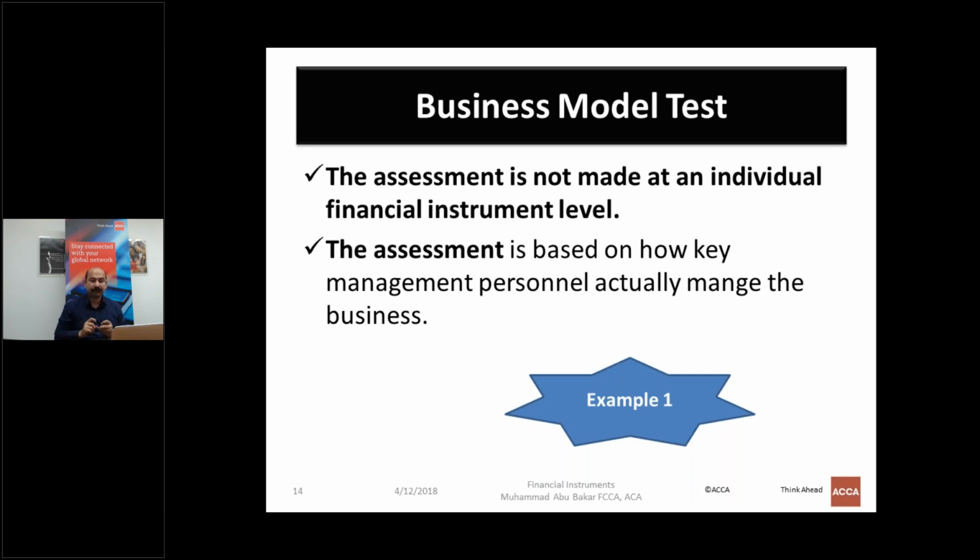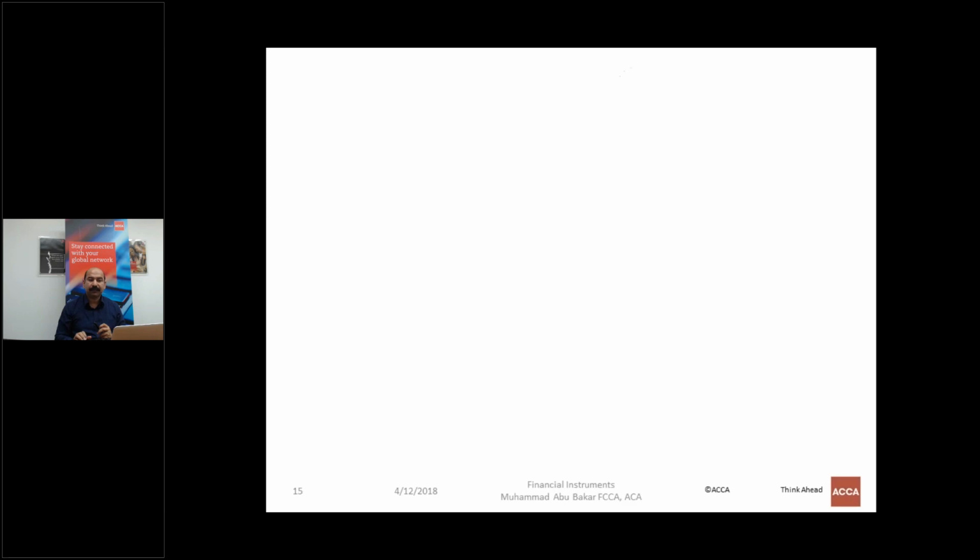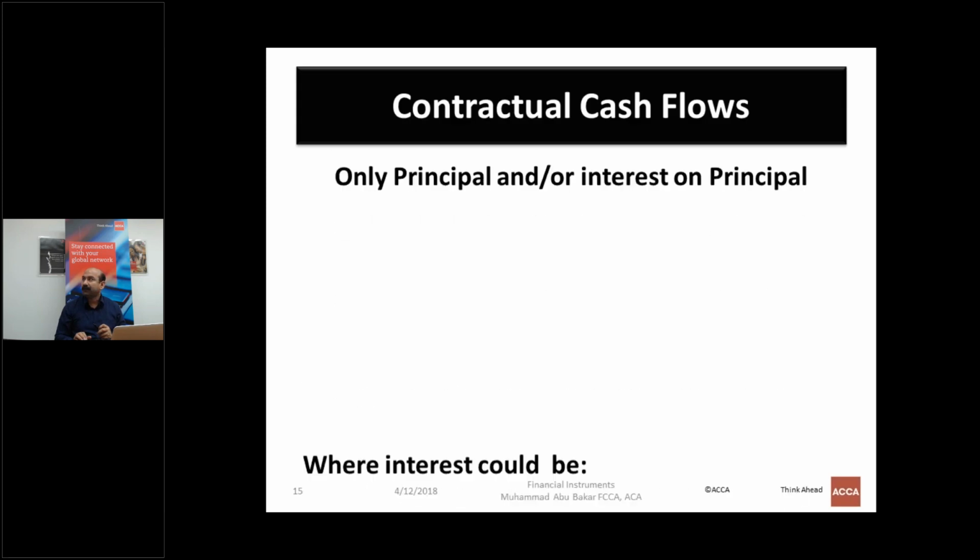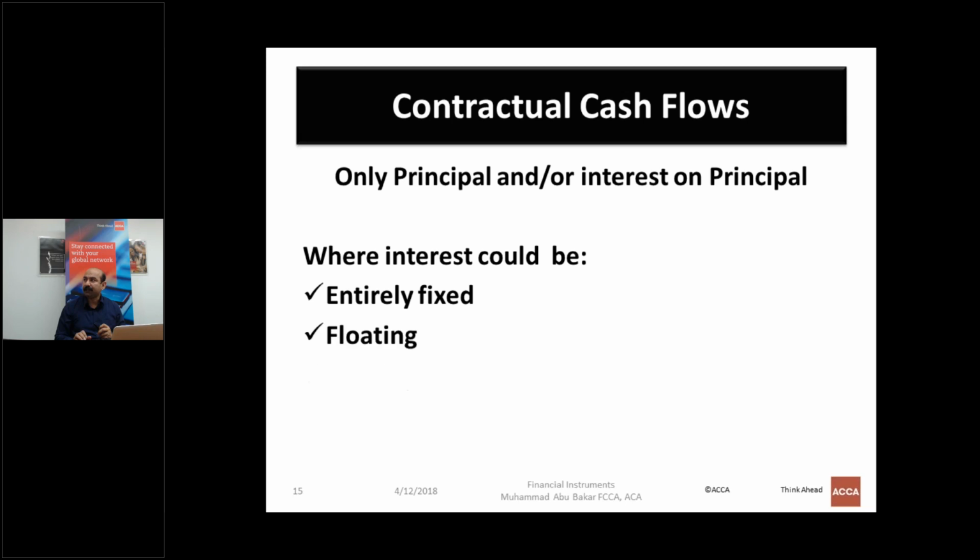Contractual cash flows, as I mentioned earlier, are basically only principal or interest on principal, and interest could be entirely fixed, floating, a combination of fixed and floating, no matter. Interest can be in any form, but that will be taken as interest. Contractual cash flows could be principal only in case of zero coupon bonds.